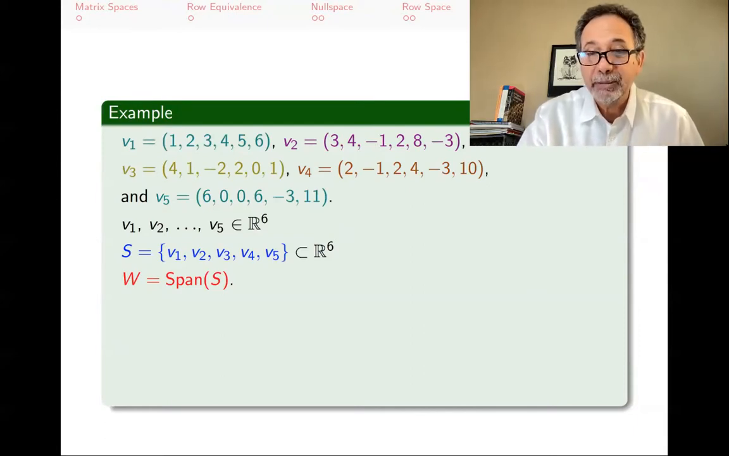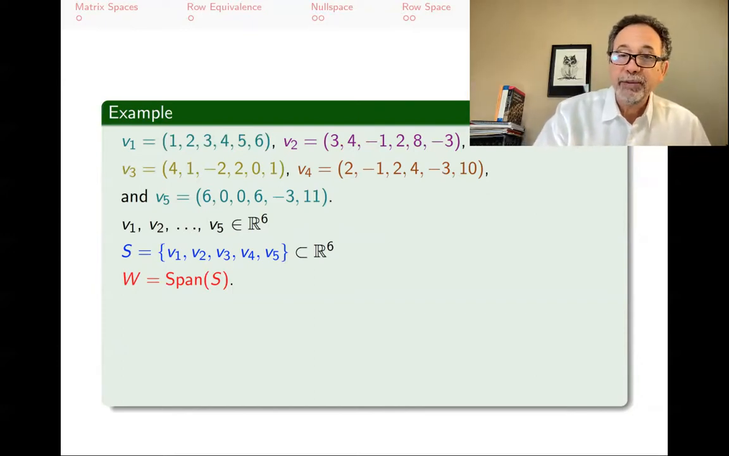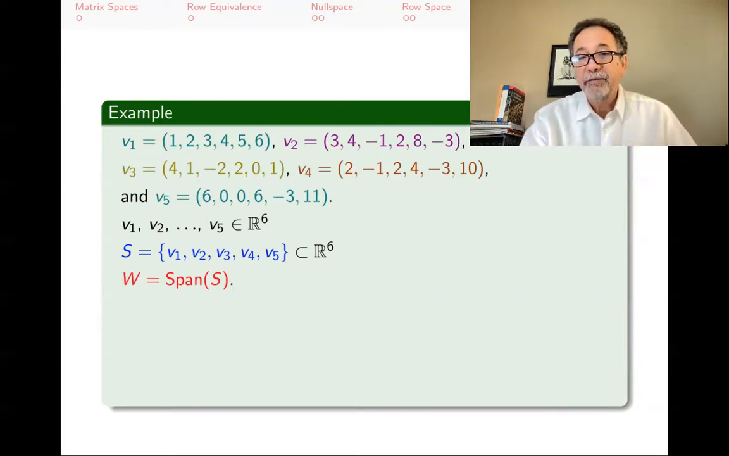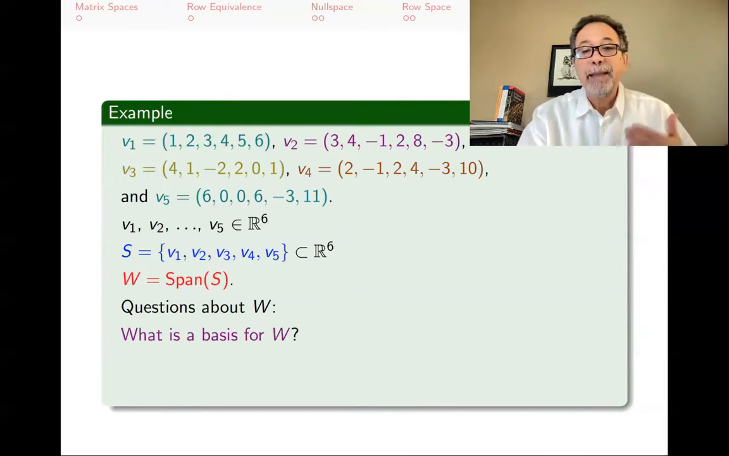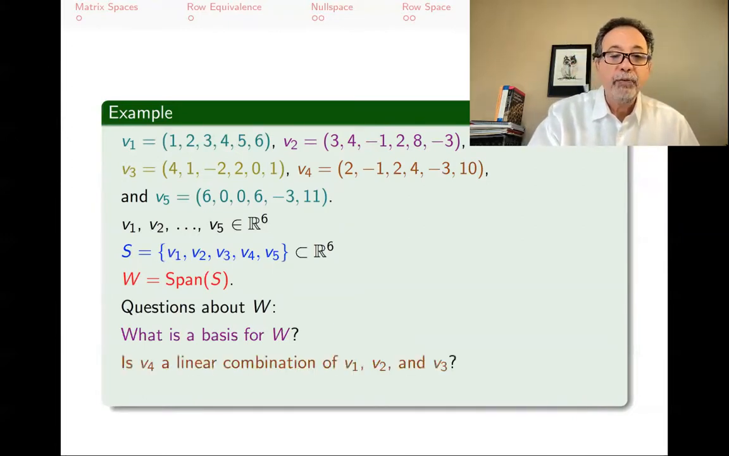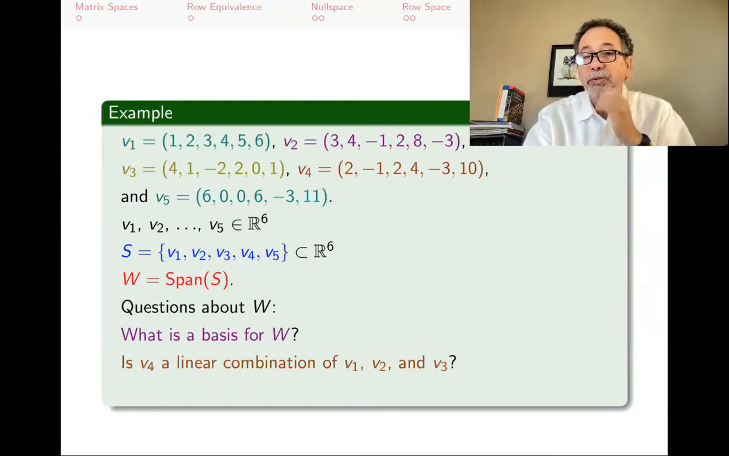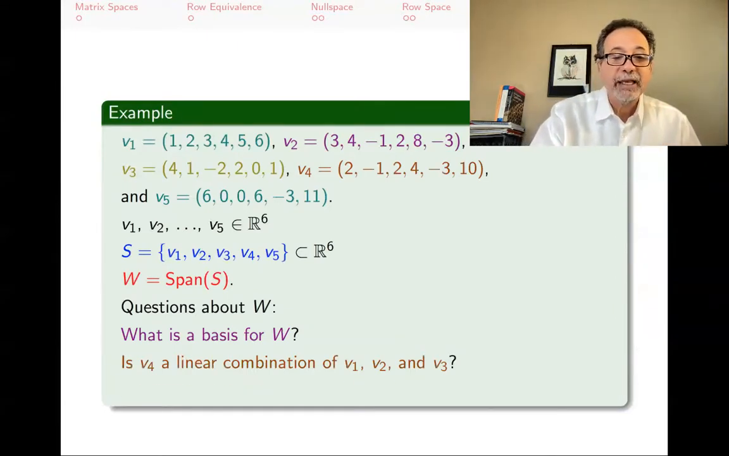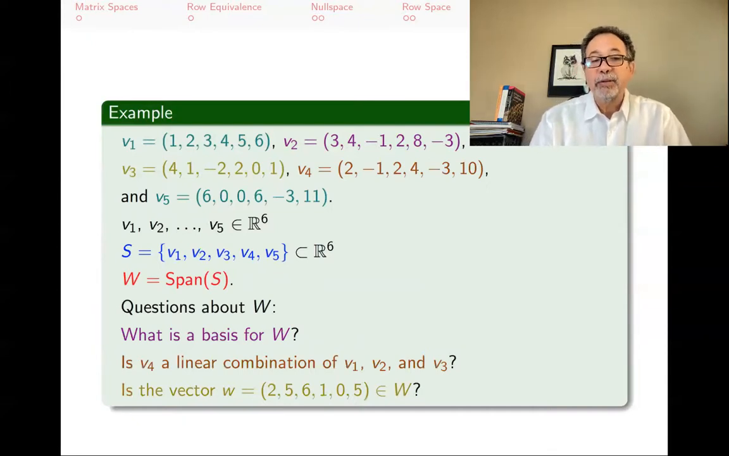So W is a subspace of R6. And we may ask questions about it, questions that we've been asking from vector spaces in general. So what kinds of questions might we ask? We might ask, what's a basis for W? We might ask, is V4 a linear combination of V1, V2, and V3? That's another question we might ask. We might ask, is this vector (2, 5, 6, 1, 0, 5) in W?